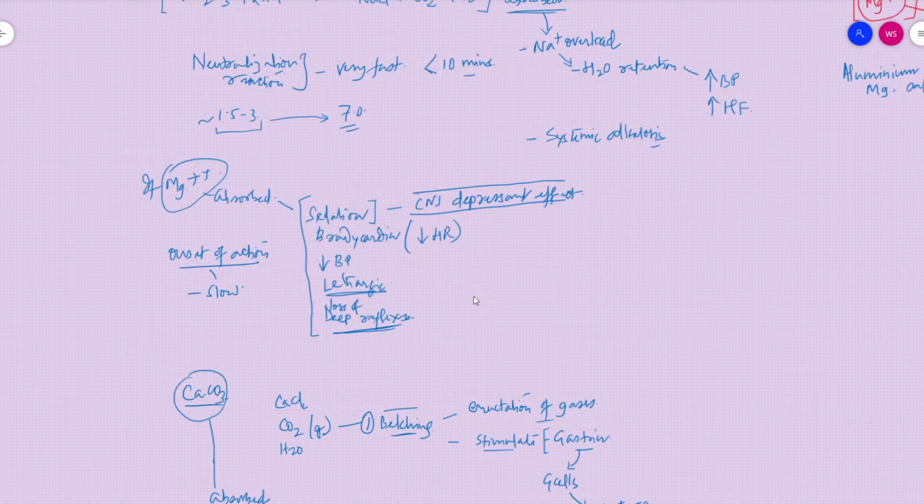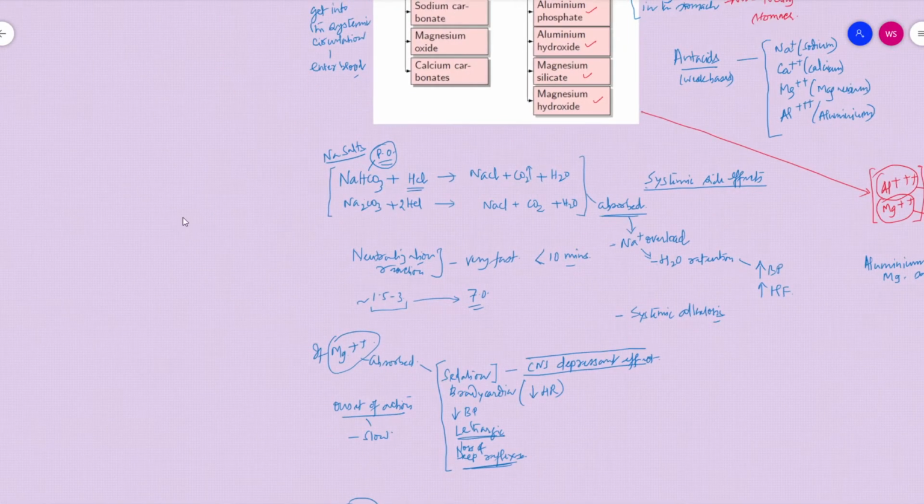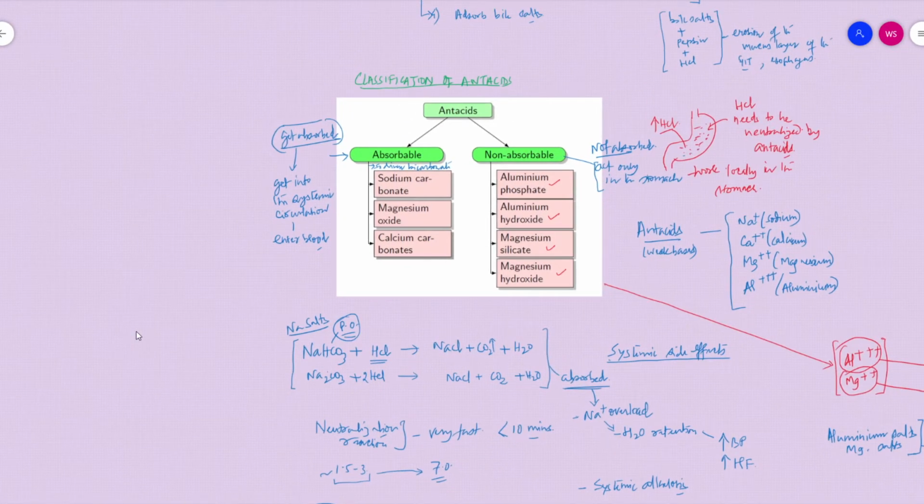So we have talked about most of the antacids. We have discussed the classification of drugs which are used as antacids, and we said that they are classified as absorbable and non-absorbable, and we've talked about important points to be remembered about these drugs.